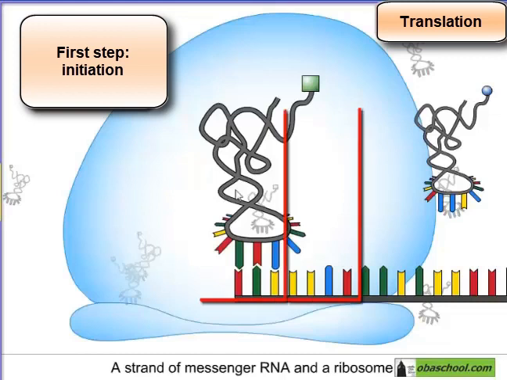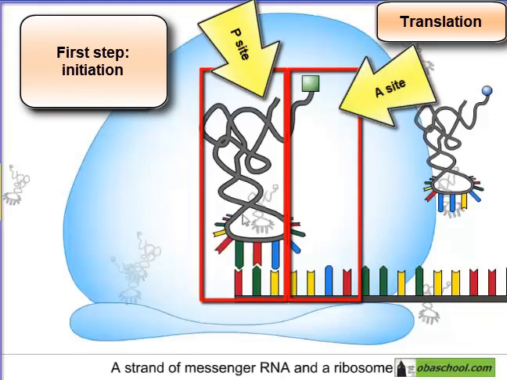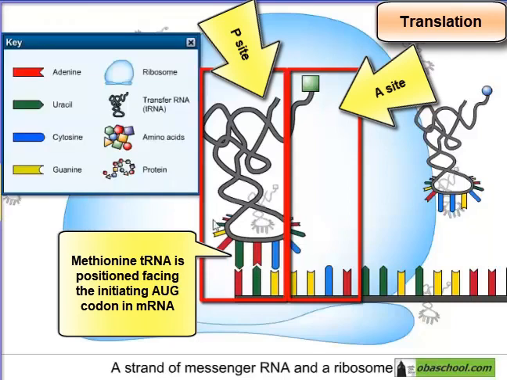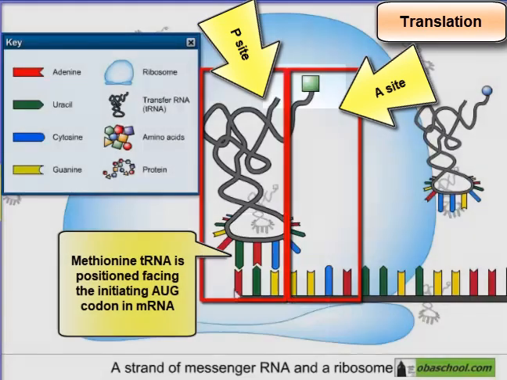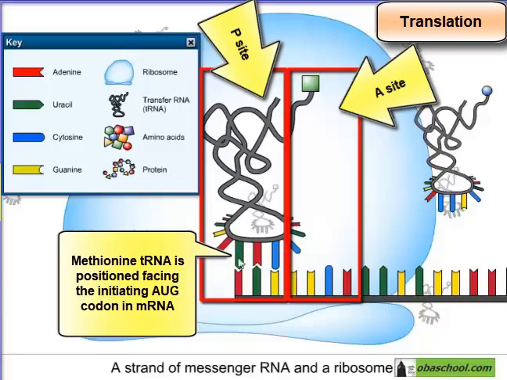Now, the ribosome has two sites, the P site and the A site. Initiation happens in the P site. The codon that starts the mRNA is AUG, as we said, adenine, uracil, and guanine. The tRNA that can bind to this has the complementary sequence. And at the other end of this tRNA, it carries methionine. This binds to the first codon in the P site.